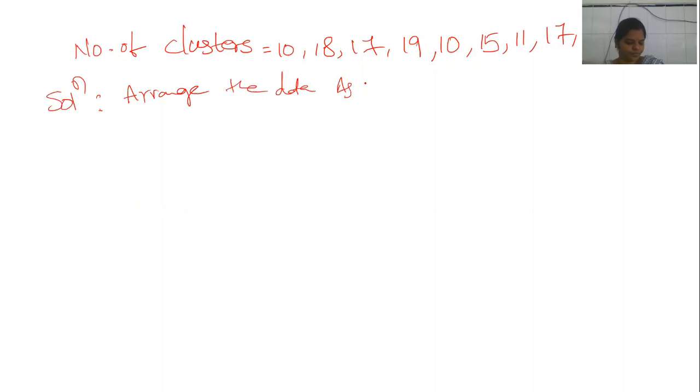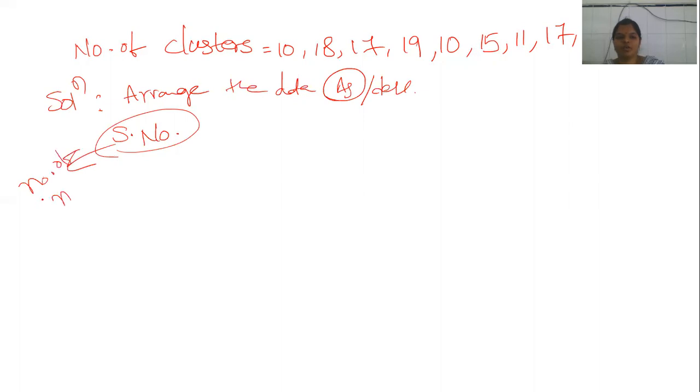Ascending or descending. So you just take ascending order. Make a tabular column with serial number. Why do we need a serial number column? Here we need the number of observations, that is our small n. That's why we use a serial number, and the data is arranged in ascending order. Write it down: data arranged in ascending order.